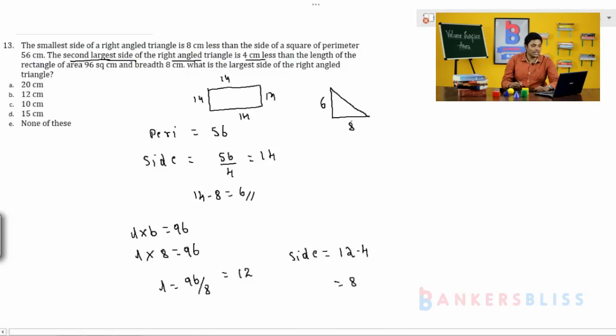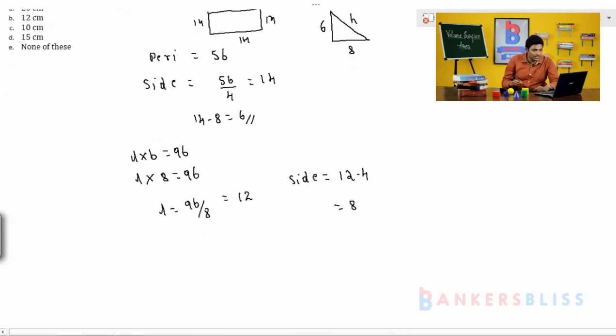So what we have to calculate? The largest side, that is the hypotenuse. Hypotenuse square is equal to 6 square plus 8 square. According to the Pythagoras theorem, hypotenuse is equal to square root of 36 plus 64. So hypotenuse is equal to root of 100, which is equal to 10 centimeter.